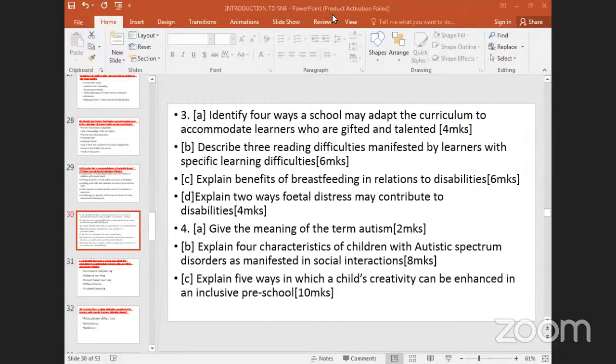Can somebody read the question? Identify 4 ways a school may adapt the curriculum to accommodate learners who are gifted and talented. So in that question, exactly what did you want me to do with the question?